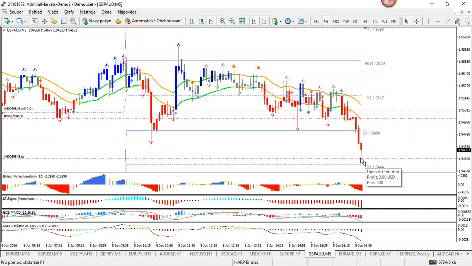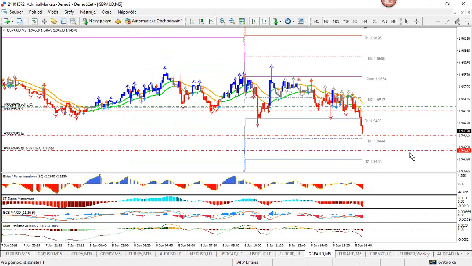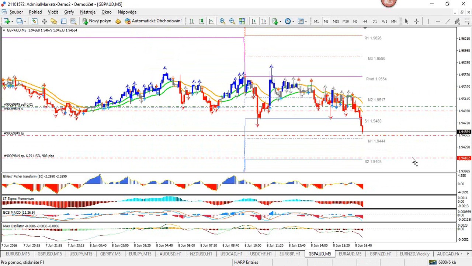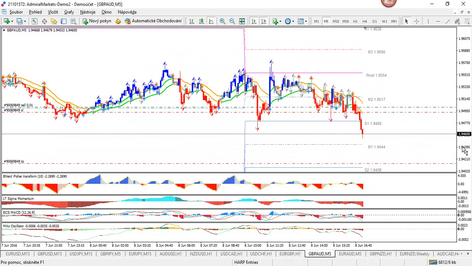I'll put my take profit at the 50 level. Maybe I'll just keep using the trail. Maybe I'll just take this away and I'll aim for S2. Why not? Go a bit lower with the target. Let's see, maybe the momentum is strong and we can capture a bit more. So I aim for 194.14 for the moment.